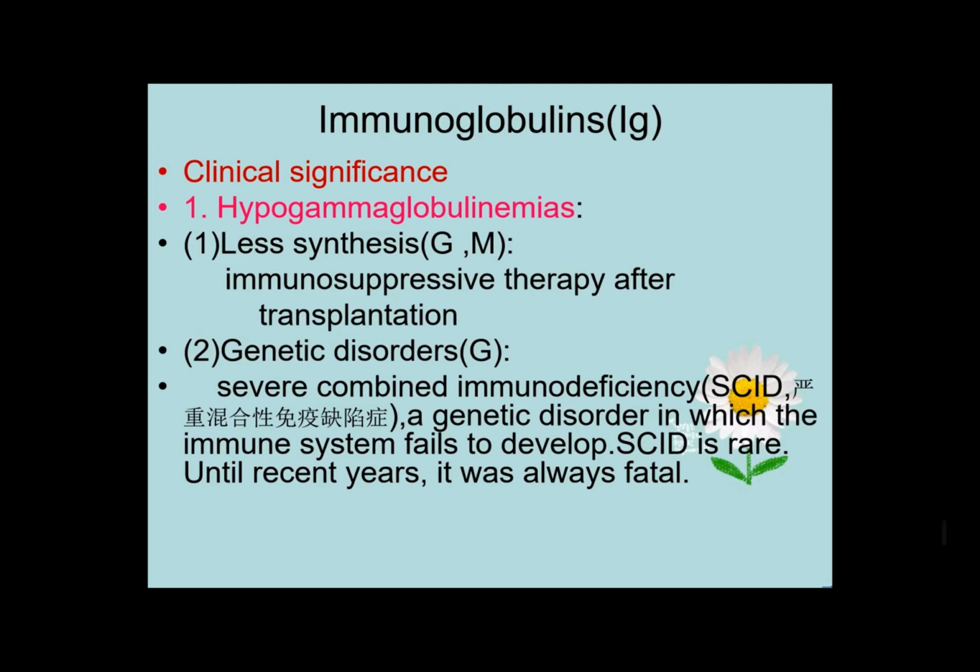Immunoglobulin decreasing can be caused by less synthesis, for example, the immunosuppressive therapy after transplantation. The immunoglobulin decrease can also be seen in genetic disorders, for example, the severe combined immunodeficiency. It is a genetic disorder of the immune system.